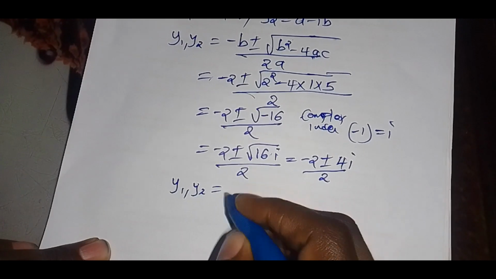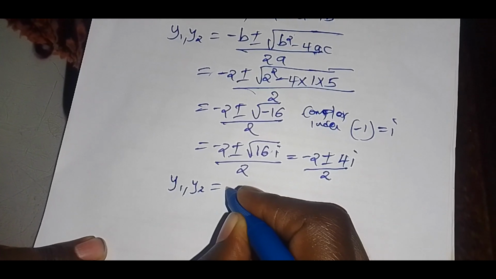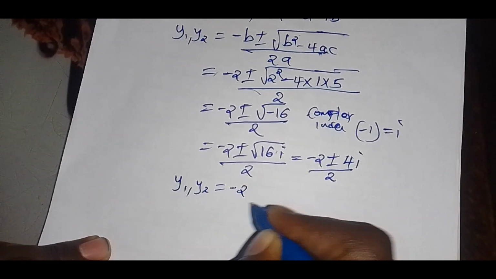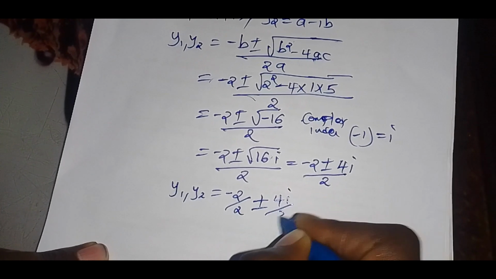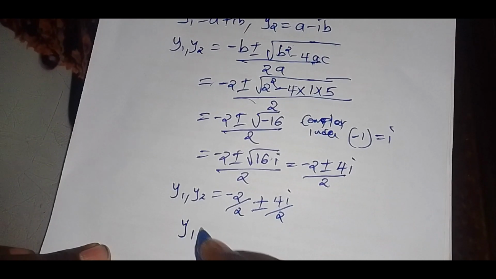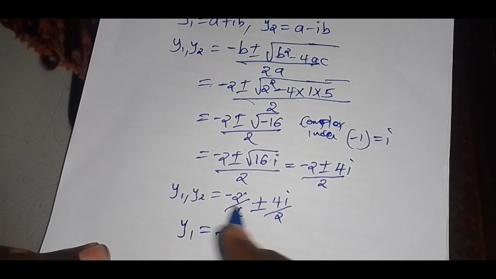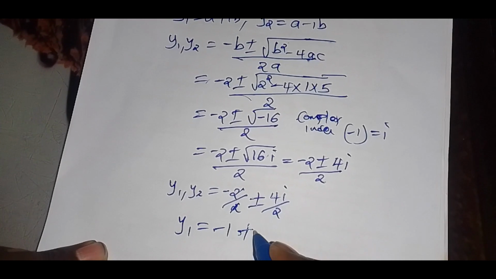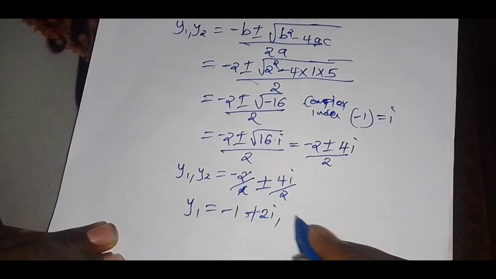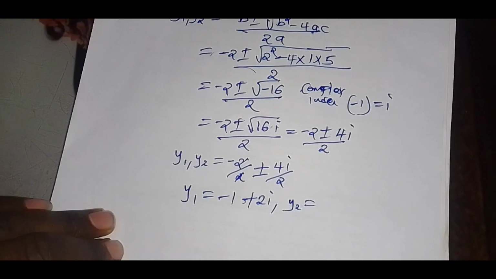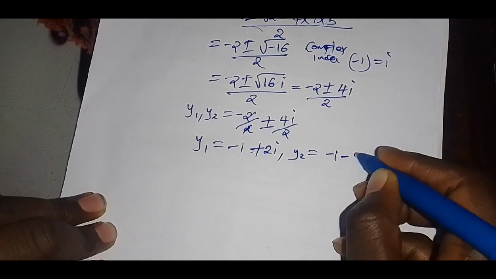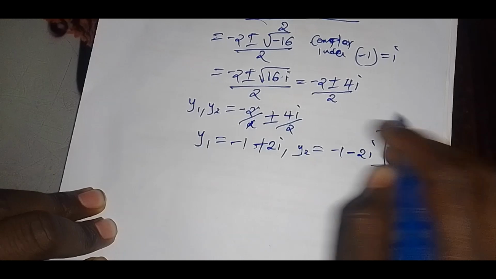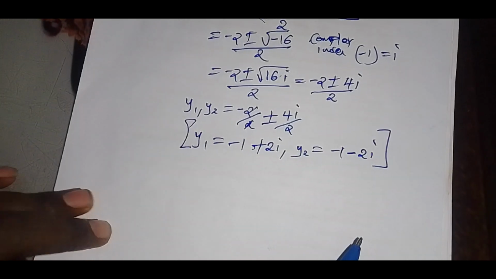So that now the two roots, y1 and y2, we'll have minus 2 divided by 2 plus or minus 4i divided by 2, so that means that y1 is equal to minus 1 plus 2i, and y2, this is given as minus 1 minus 2i, and these are the two complex roots or the imaginary roots.